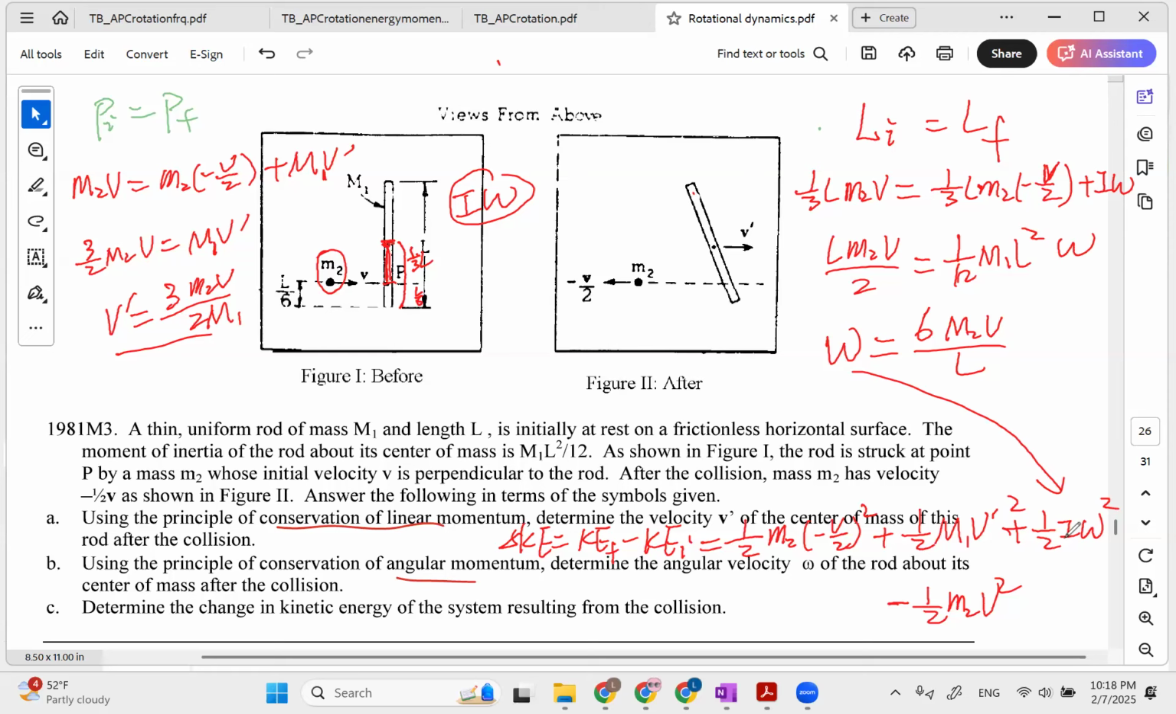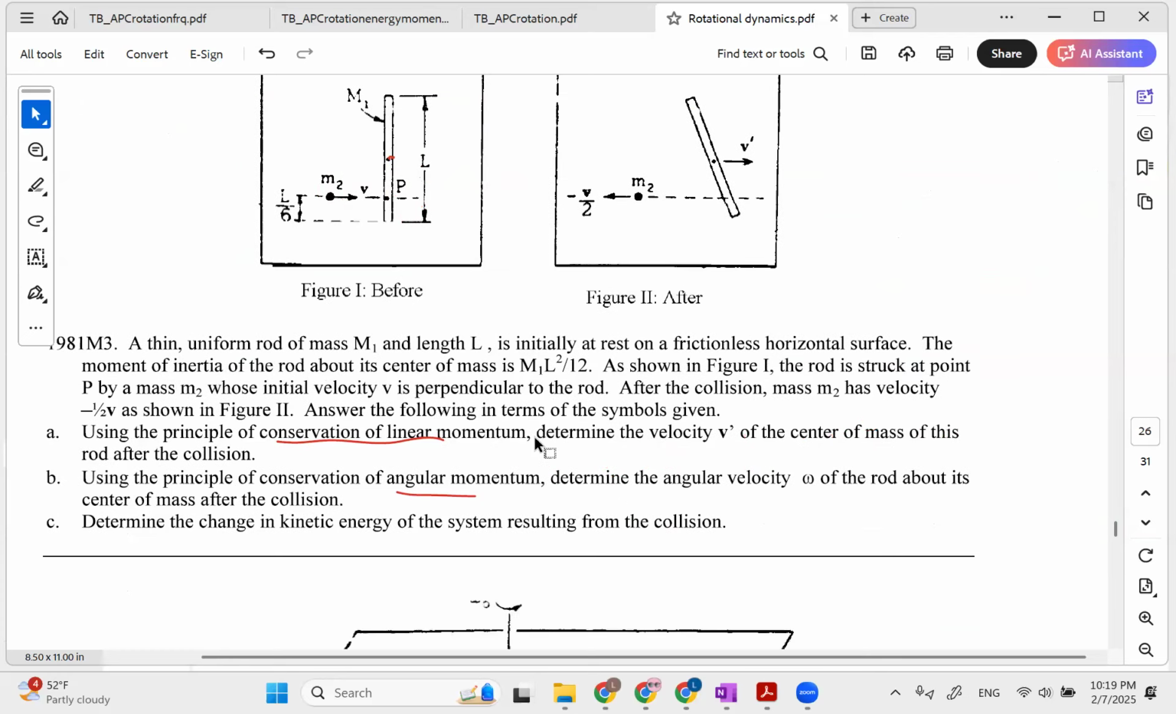Wait, for the final one, wouldn't the velocity be v over 2? It's already there. Yeah, v over 2, right? Good. You're done? So you can find the kinetic energy here, right? You good? You done everything?